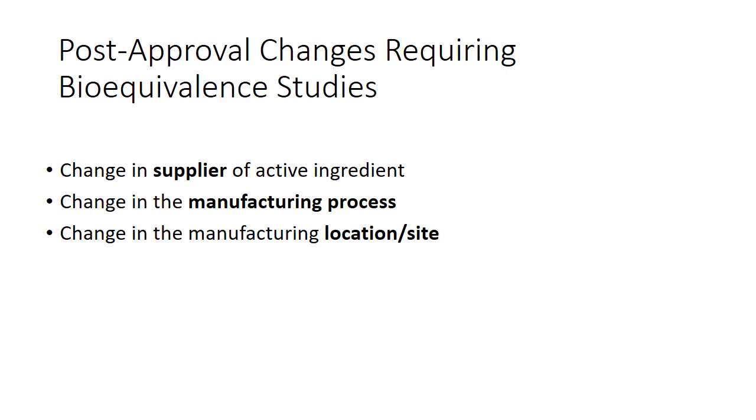Change in the manufacturing location or site. The site could have different humidity, different air quality, and that's supposed to be heavily controlled, the air quality in these manufacturing sites. But anything in the location or site could potentially have a difference in the result, believe it or not, in the quality of the product.